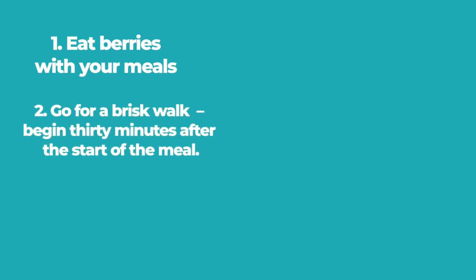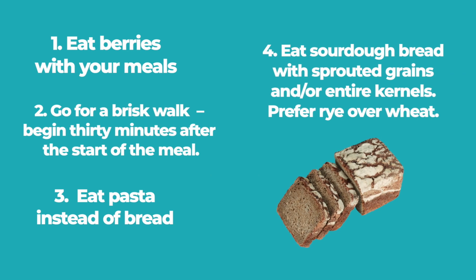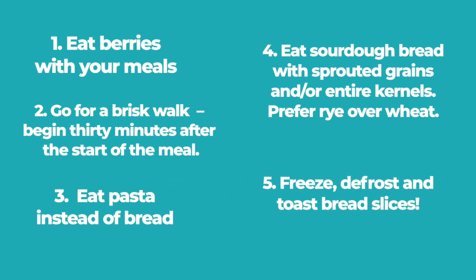Or you can go for a brisk walk after a meal. Begin 30 minutes after the start of the meal. Eat pasta instead of bread because the particles in bread can be 1,000 times smaller and are therefore much more rapidly absorbed. The glycemic index of pasta is 55, whereas bread's GI may exceed 70. Eat sourdough bread that has incorporated sprouted grains and/or entire kernels, and prefer rye over wheat. The GI of wheat berries is 45, but rye berries go as low as 34. Surprisingly, freezing and defrosting as well as toasting the bread slices lowers the blood sugar response. For me, a brisk walk always works the best.